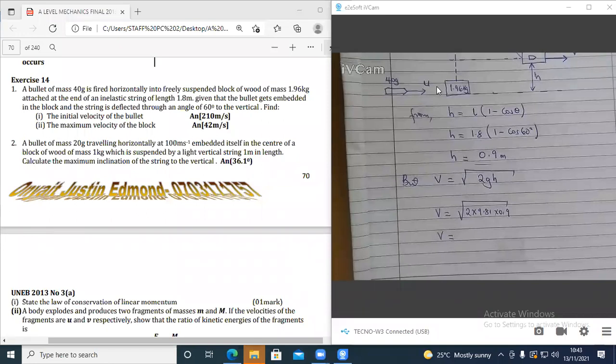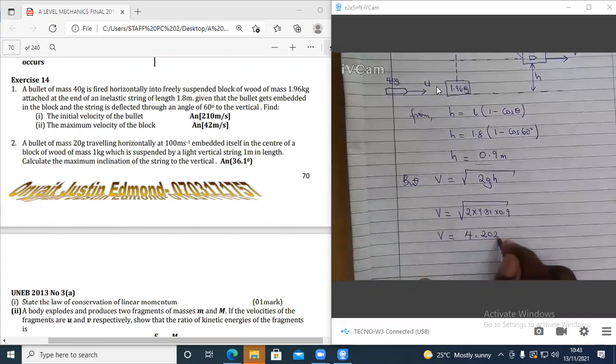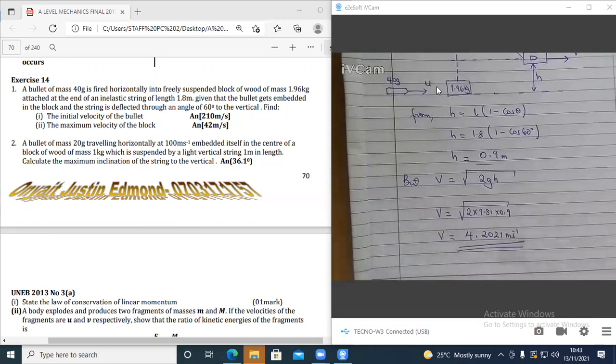Yes? What do you get, members? Is it 4.2, right? 4.2021 meters per second. Brenda, is that what you have got? Baptist, is that what you have got? Yes. So that is the final velocity of the bullet and wood combined system.